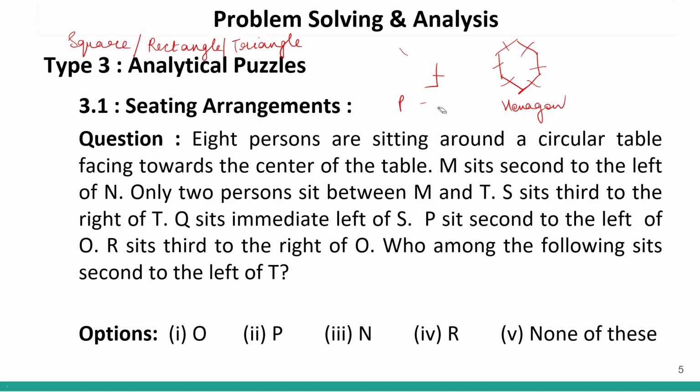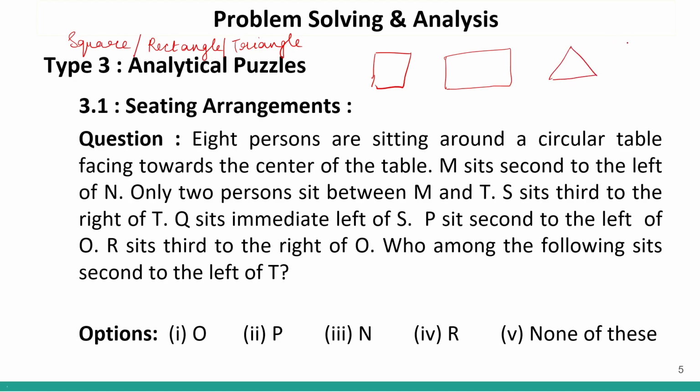Now, one thing you have to remember in this type of questions, let us take each and everything side by side. So this is my square, rectangle, and my triangle. One thing will be same, that some people will be facing inwards, correct? So somebody is sitting here, they're facing inwards, let's say. Some people can be facing outwards. Second possibility, same. So let's say people are facing outwards. Okay. And third possibility is that some people are facing inwards while some people are facing outwards.